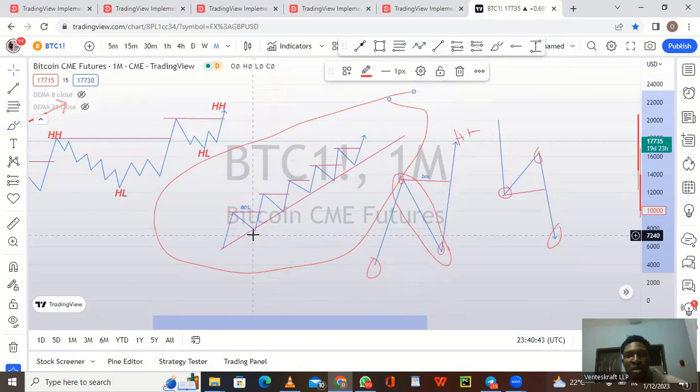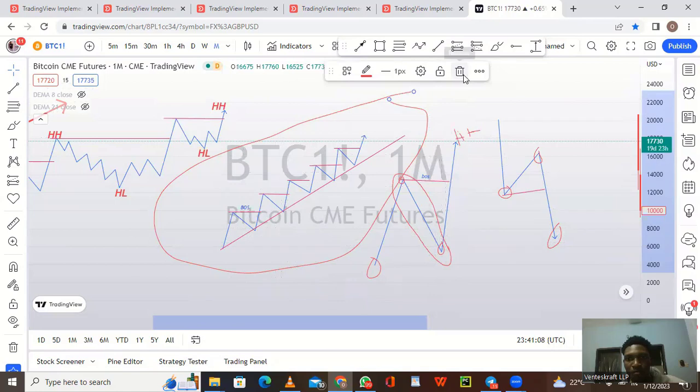A simple pullback. Okay, how do we know that it is bullish? This is the high, this is the low, the higher low, the higher high, higher low, higher high, higher low, higher high. So you see a continuous break of structure. This is a break of structure, a break of structure, a break of structure to where? The upside. Okay, so this is a bullish market with a simple pullback.